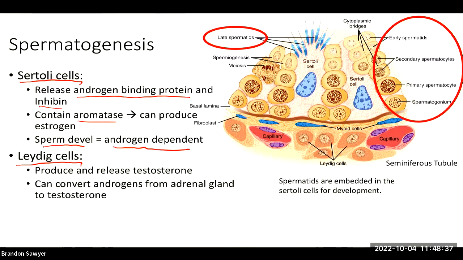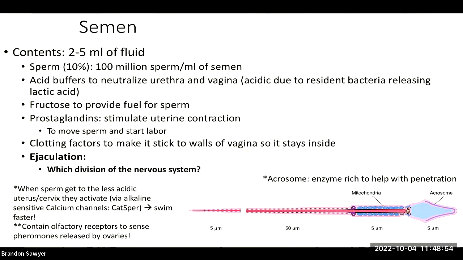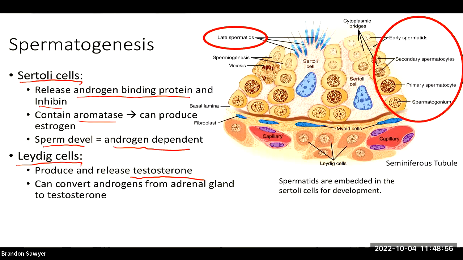And then the Leydig cells, they're the primary source of testosterone. Testosterone is just like a more powerful version of those androgens that are released from the adrenal gland that we talked about last time. But those Leydig cells can also convert those androgens released from the Sertoli cells and from the adrenal gland to testosterone, just like we saw the conversion of those androgens into estrogen in females.